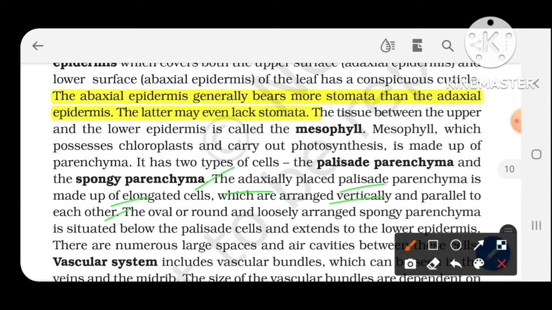The adaxial means the upper side of the epidermis of the leaf. The upper side of the epidermis has palisade type of parenchyma, and this type of parenchyma consists of elongated cells which are arranged vertically and parallel to each other, means these cells are parallel to each other.